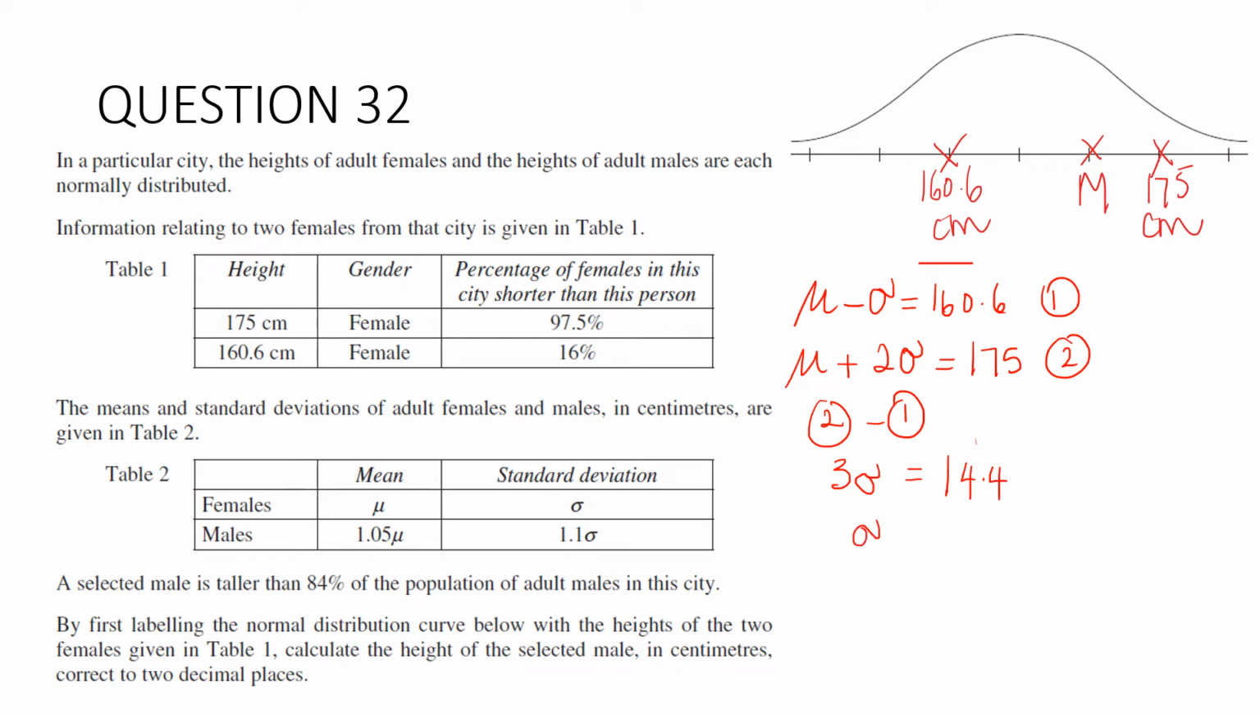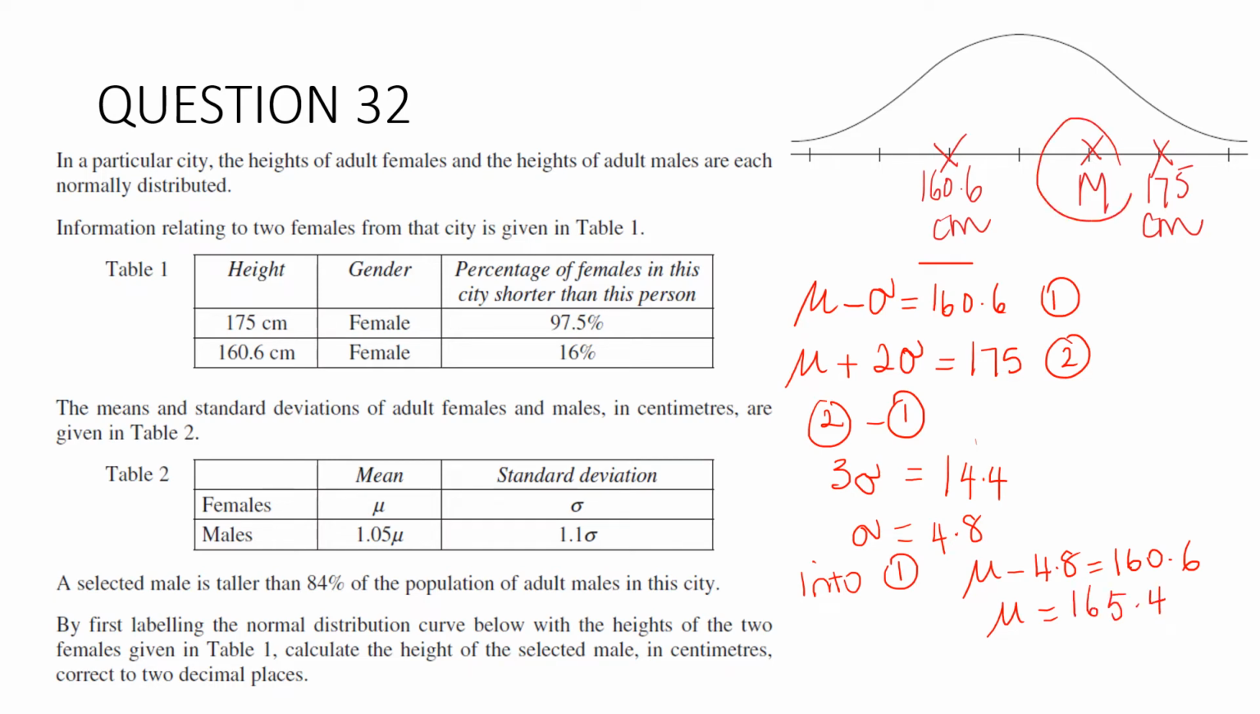Divide both sides by 3: sigma is 4.8. And then substitute into equation 1 gives us mu take away 4.8 equals 160.6. Mu will equal 160.6 plus 4.8, which is 165.4.